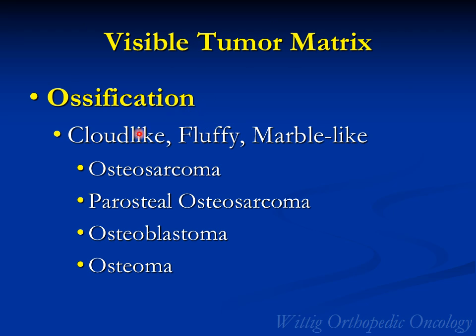Ossification, on the other hand, is cloud-like, fluffy, and marble-like. And if you can identify ossification, the differential would be an osteosarcoma, a parosteal osteosarcoma, an osteoblastoma, and osteoma. Osteoblastomas rarely mineralize. Approximately 30% of them will mineralize on an X-ray or a CAT scan. The mineralization may be so subtle that it will require a CAT scan to actually identify it.